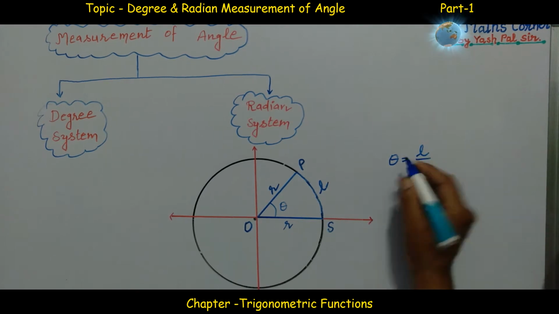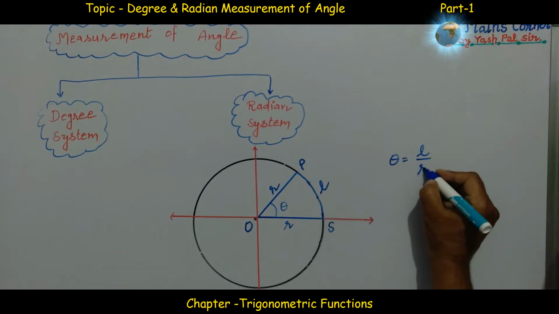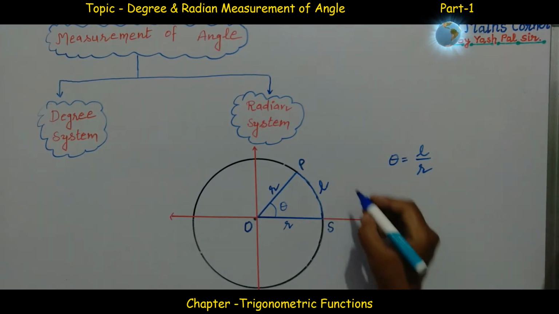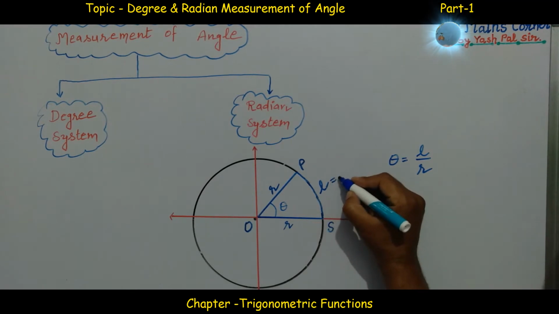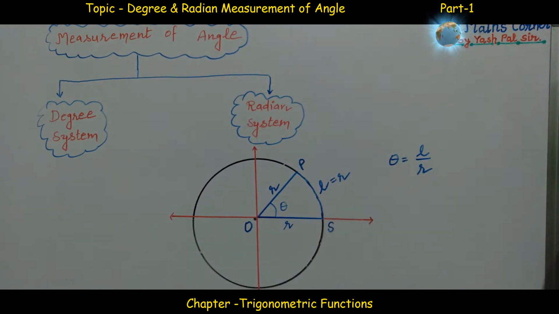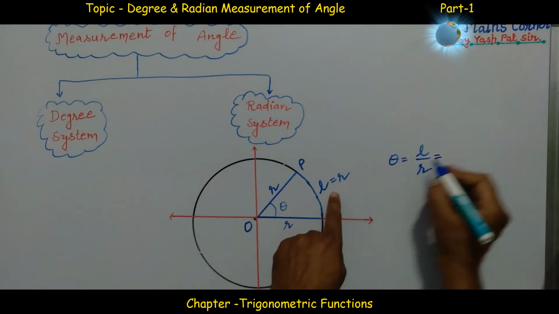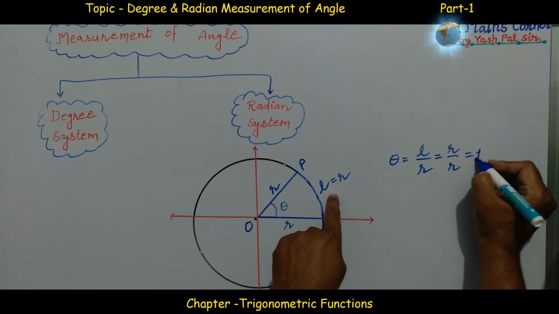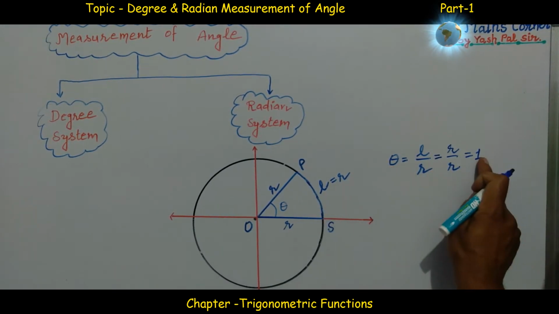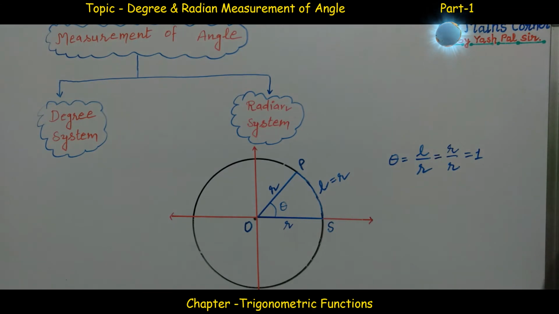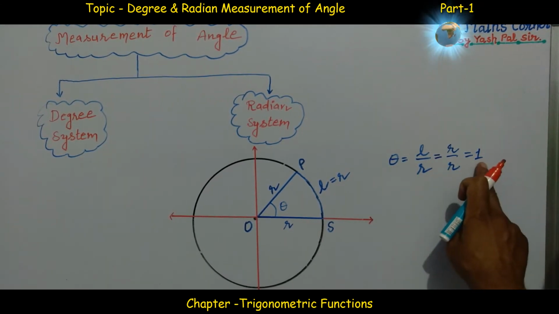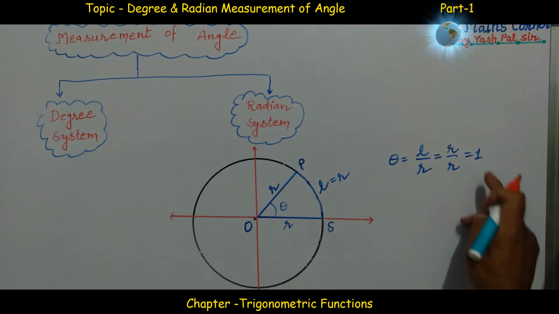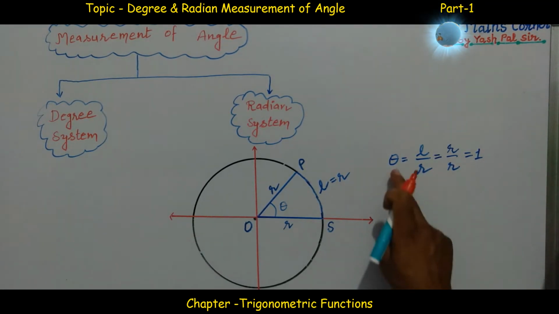L means the length of this arc. L upon R. Now one important thing: if this L is equal to R, then what happens? We substitute the value R divided by R. This is equal to 1. Now, is this 1 degree? No. Never. This cannot be equal to 1 degree. So theta is equal to 1.